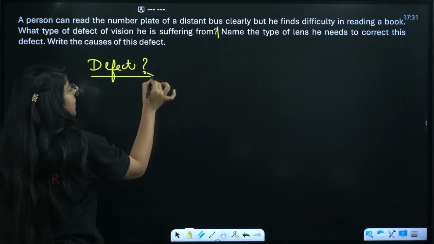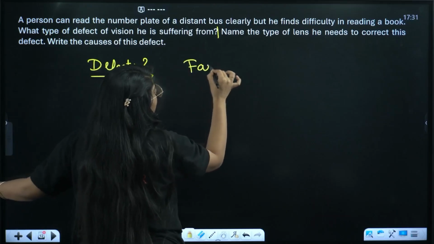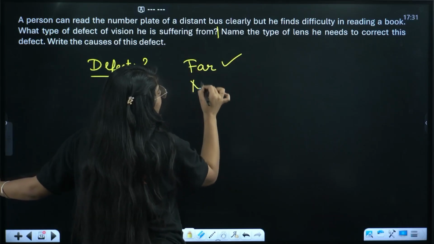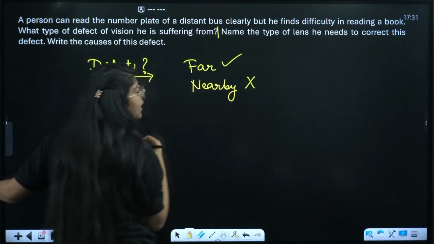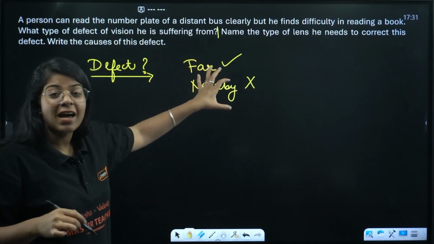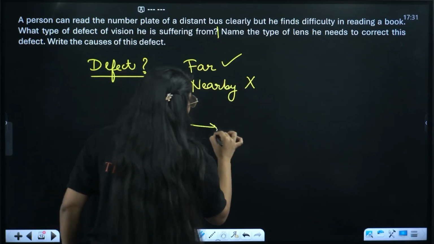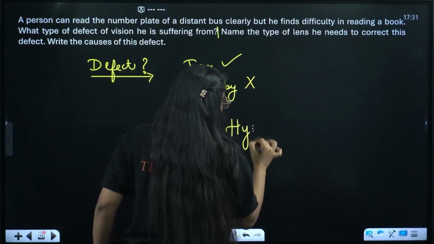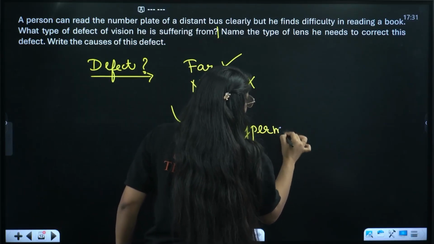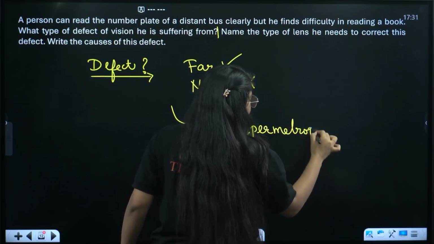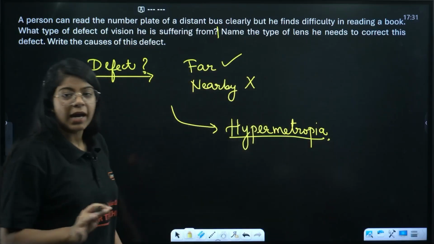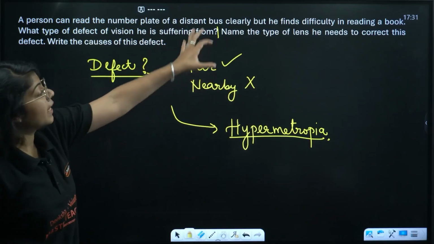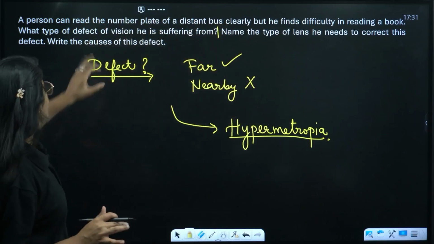If he can see far objects clearly, but nearby ones are blurry, right? So which defect is that, ma'am? This is very easy. This is hypermetropia. Done? Easy. Name the type of lens he needs to correct this defect.